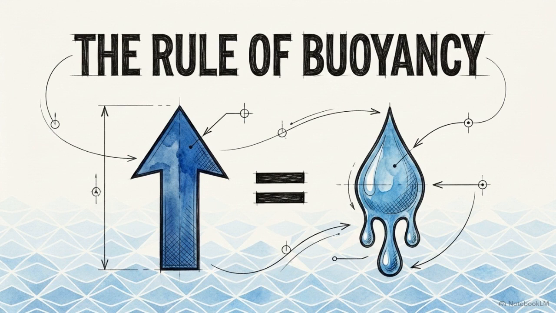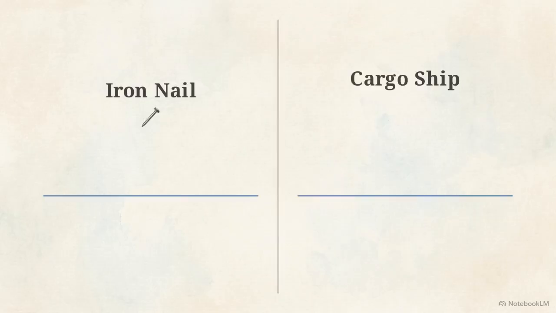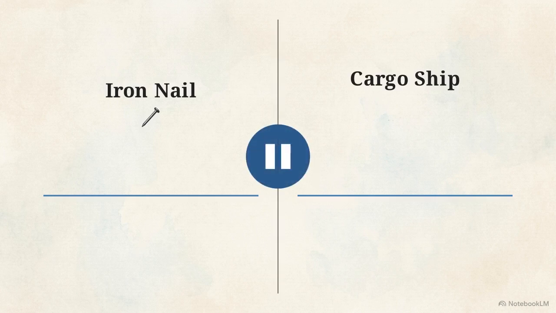Consider why a solid iron nail sinks instantly, while a ship made of thousands of tons of steel stays afloat. Teachers, please pause the video here to let your students discuss how displacement plays a role.